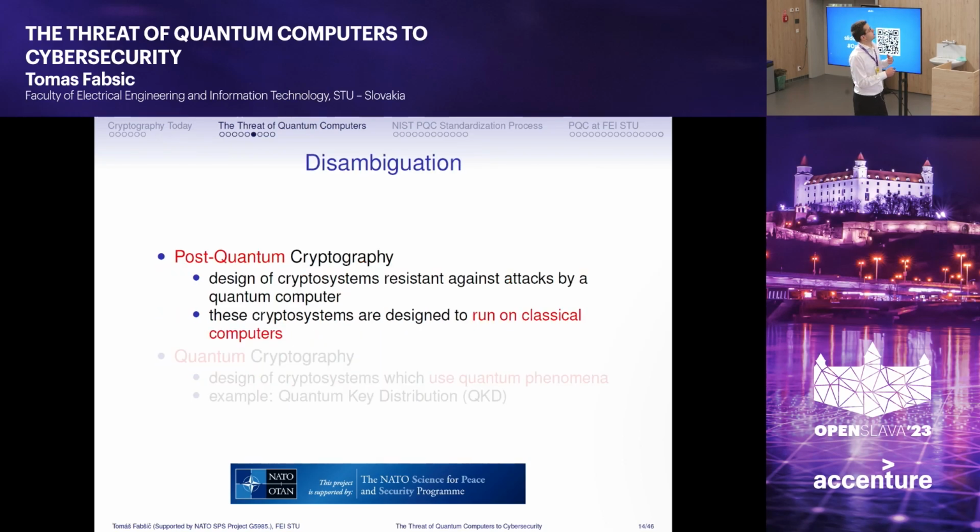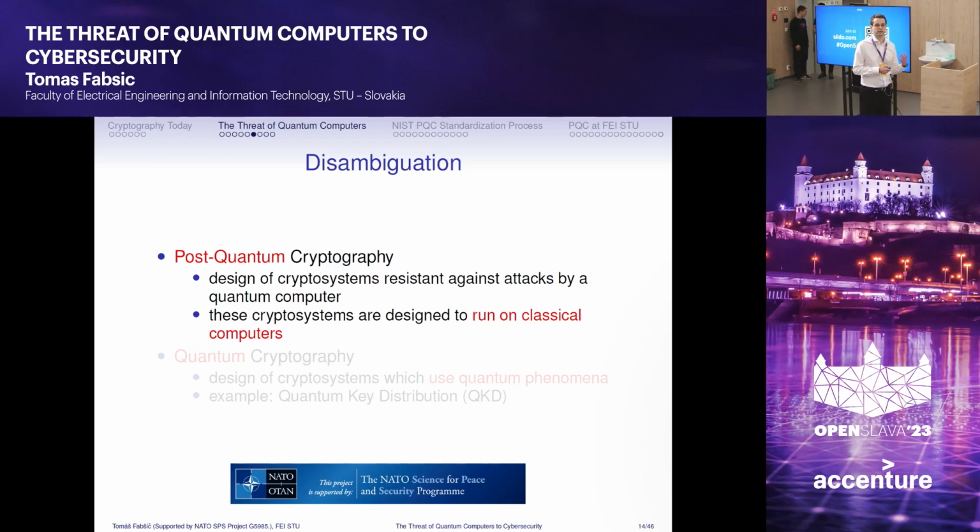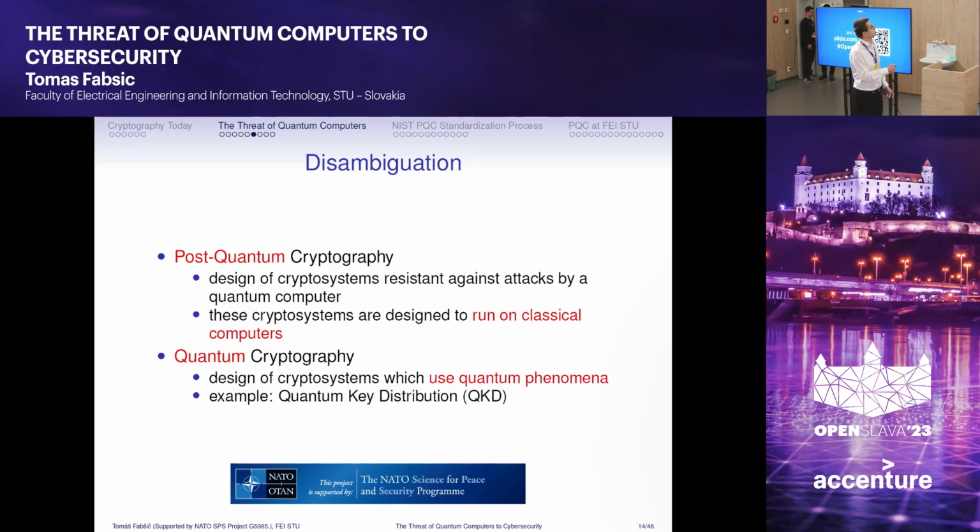And just a little disambiguation. Post-quantum systems belong to post-quantum cryptography. And as I said, this is an area where we try to design cryptosystems which are resistant against attacks by quantum computers. So these cryptosystems are resistant against, let's say, quantum technology, but they use only classical technology. These cryptosystems are designed to run on the computers which we have today, on our classical computers. So we designed them with the aim to replace RSA or Diffie-Hellman with something which would also resist attacks of quantum computers.